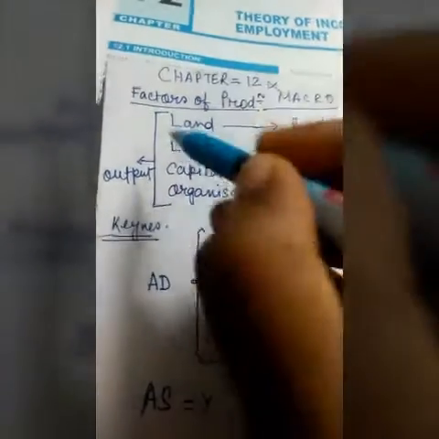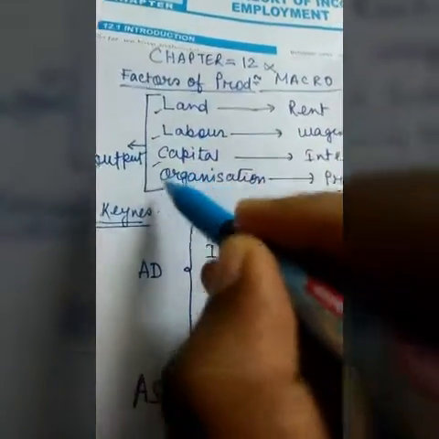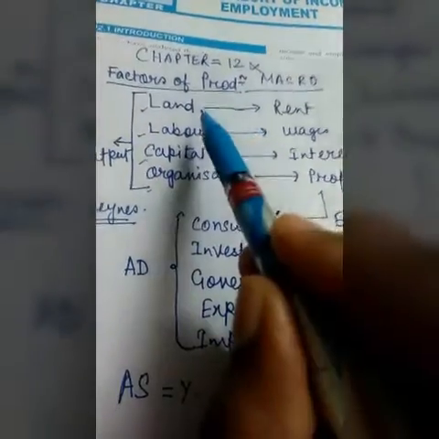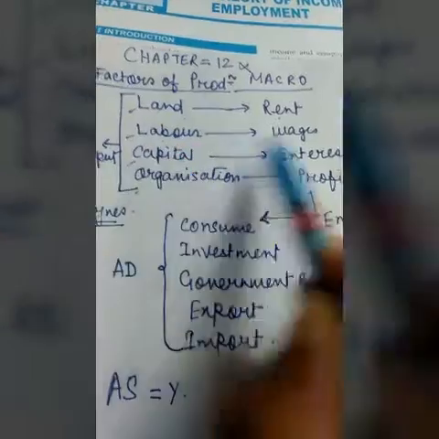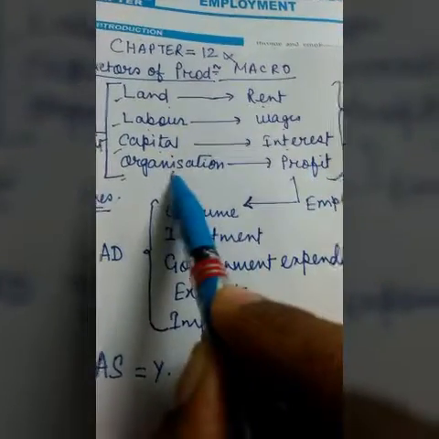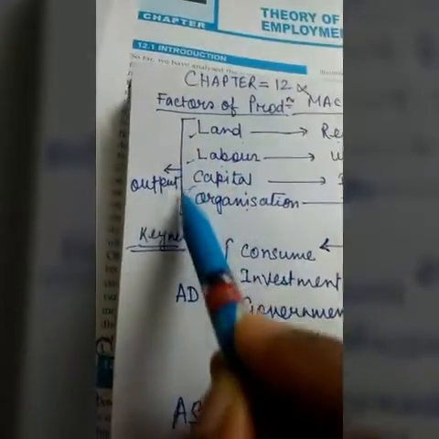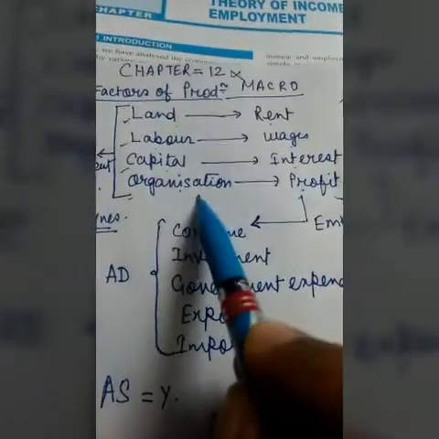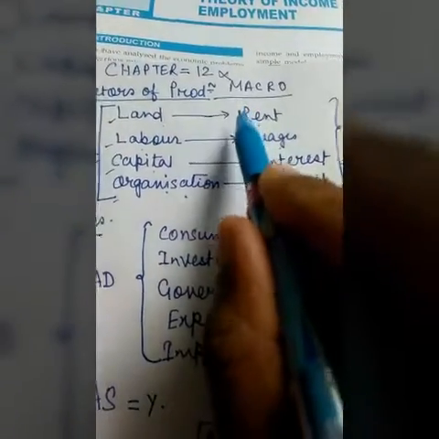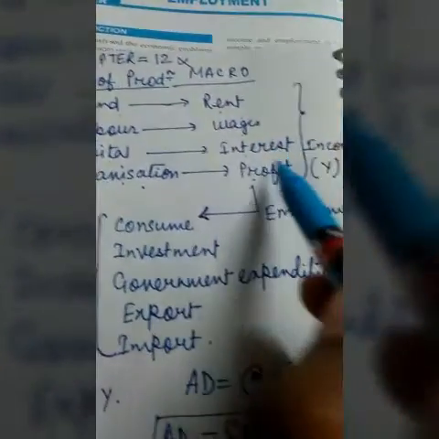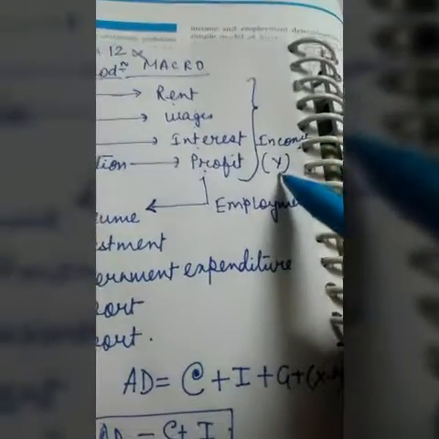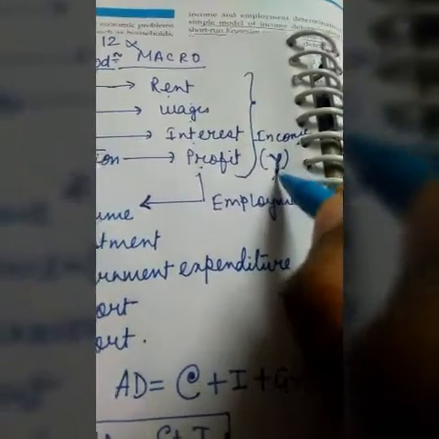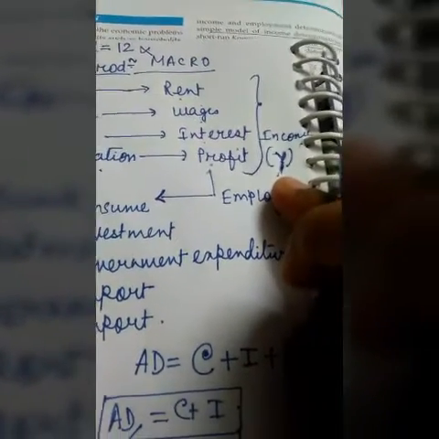First, as you know, there are 4 factors of production: land, labor, capital and organization. This is macroeconomics, which means this is about the country. Now, land gets rent, labor gets wages, capital gets interest and organization gets profit. All these produce output, yes or no? Once they produce output, the factors of production get rent, wage, interest, profit as income. So from now onwards we will call income Y. We will not call it I. It is income as Y.